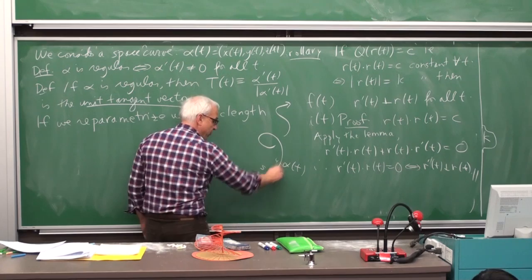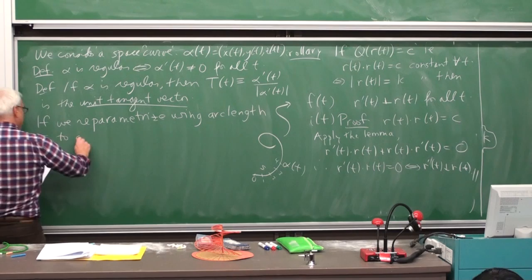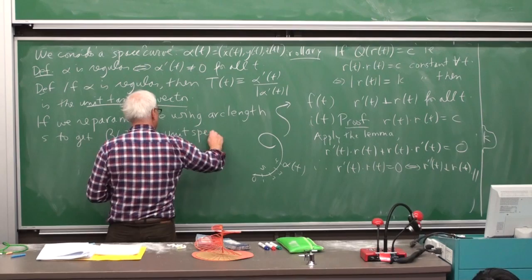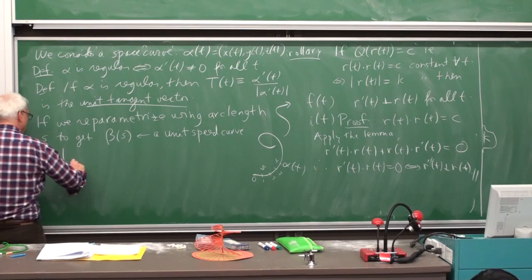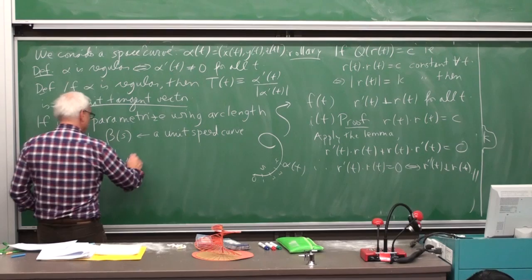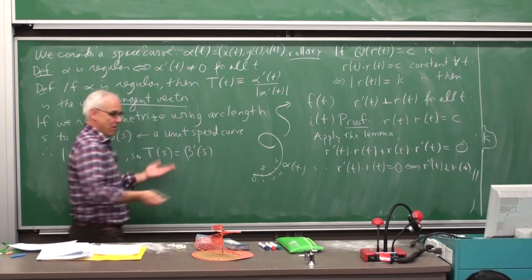Okay, and so we're going to reparameterize using arc length, and we're going to usually call that S, to get a curve that we'll write beta of S. So it looks slightly different because we've renormalized it and are using S instead of T. So this is now a unit speed curve. So then the length of its tangent vector is going to be 1. And then this unit tangent vector is just beta prime itself. We don't have to divide by the length because it's already of length 1.